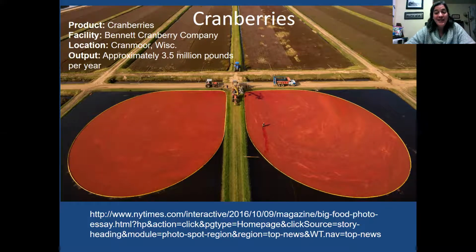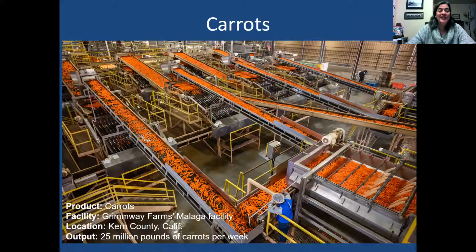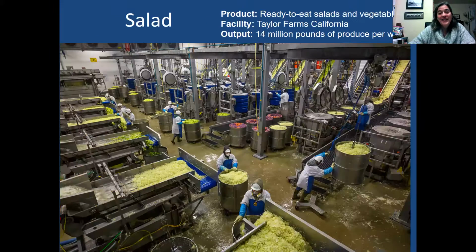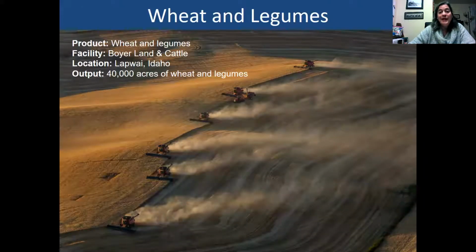I have some cool pictures. So if you want to see what industrial farming looks like, these are cranberry fields. This is how they get the cranberries. So they pick the cranberries, load them into a truck, and then they empty those cranberries by lifting the whole truck off the ground. This is a carrot factory, salad in the fields, and then wheat. And this is, as you can see, highly mechanized.